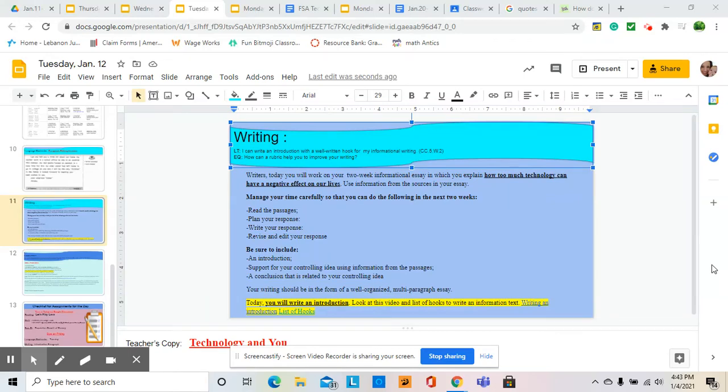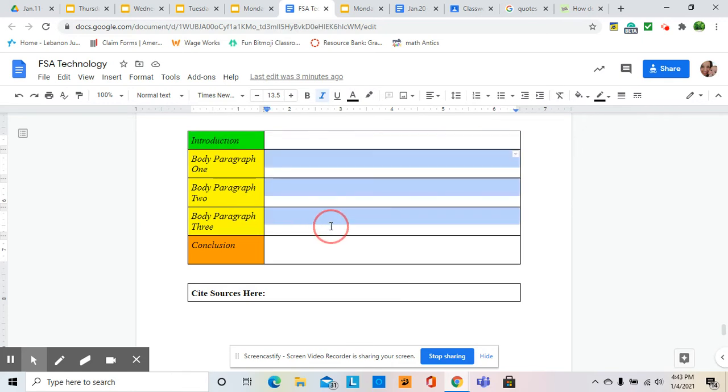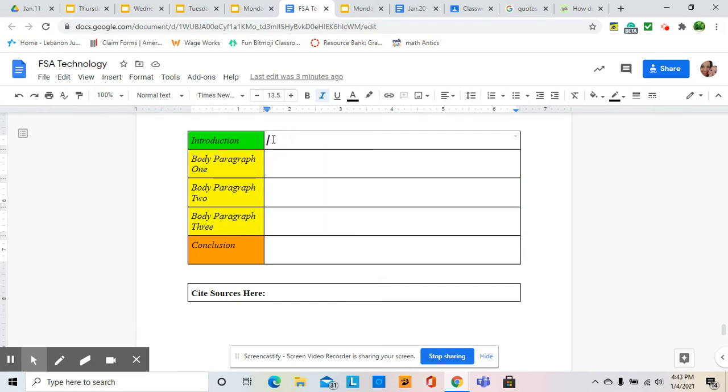Hey guys, so today you're going to write your introduction for your informational writing on technology. What you're going to do is go into your green box and focus on this part. You've written your body paragraphs at this point and you know what you're going to write about. So now you can wrap up your thoughts into that introduction.